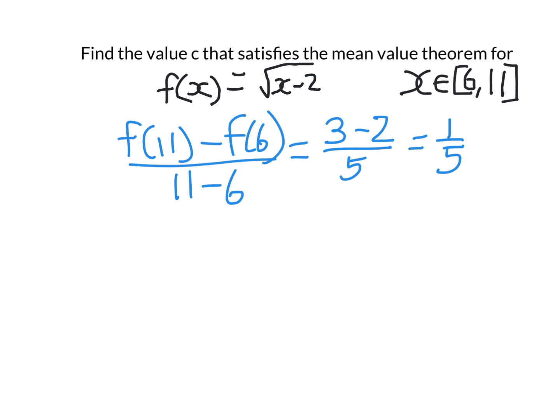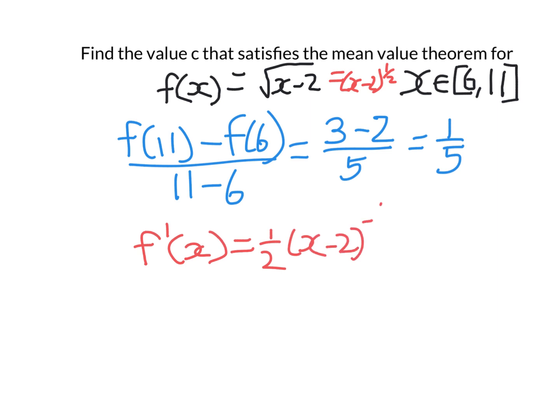So let's differentiate the square root of (x minus 2). We know that we can write that as (x minus 2) to the power of a half, and we can use the chain rule. So we move the power to the front, decrease the power by 1, and we normally times by the derivative of what's inside, but the derivative of what's inside is just 1. So this is equal to 1 over 2 root (x minus 2).